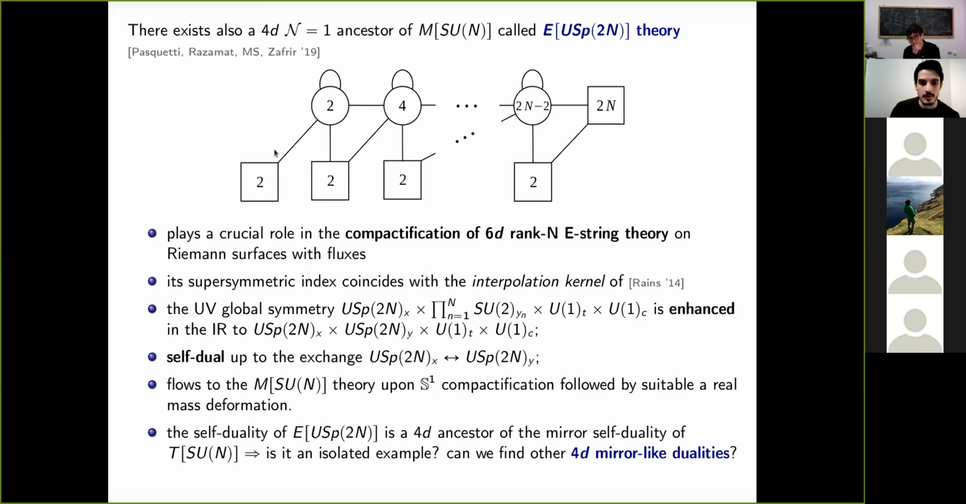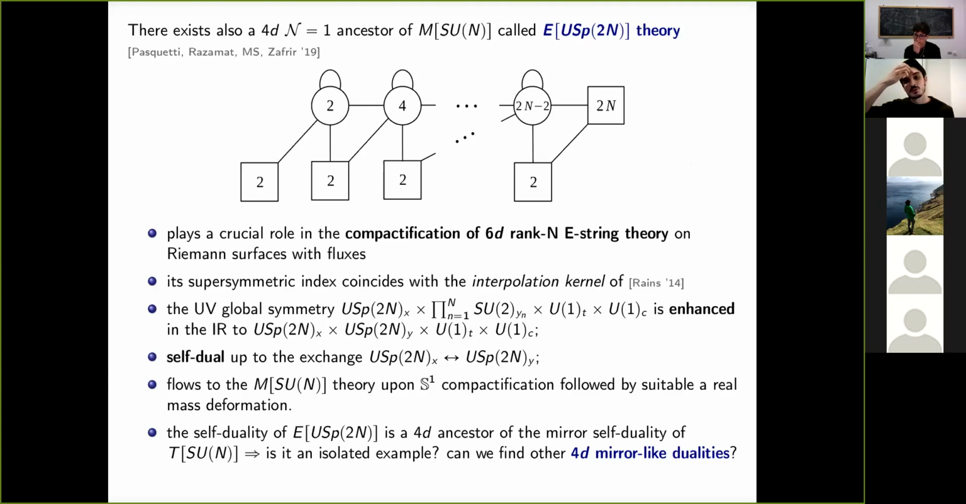Now, if we remember that then we can flow from M[SU(N)] to T[SU(N)], we immediately understand that this E[USp(2N)] theory and its self-duality can be really understood as a four-dimensional ancestor of the mirror self-duality of T[SU(N)]. By ancestor, I mean that by circle compactification, we can flow from one to the other.